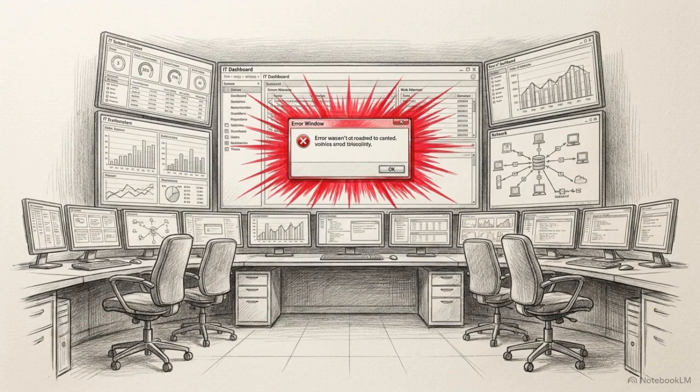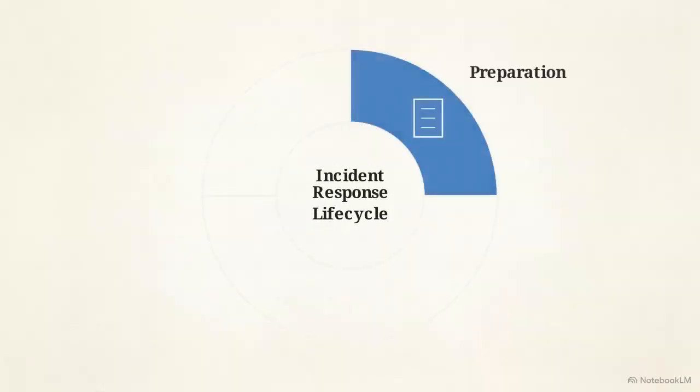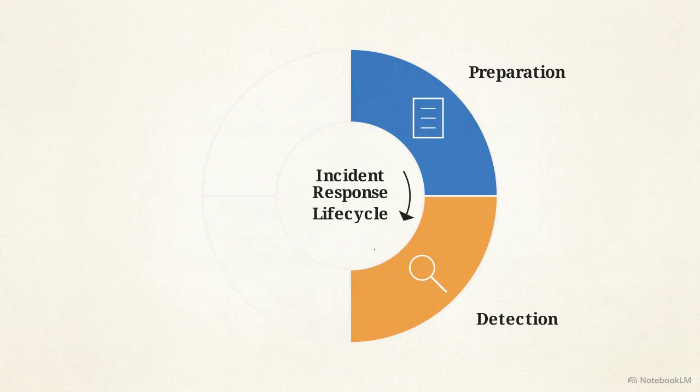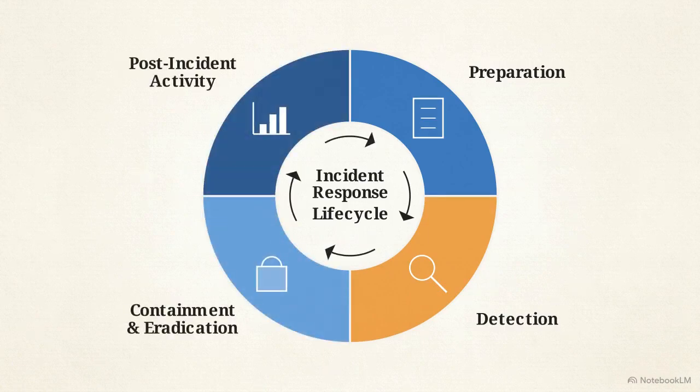When an anomaly is flagged, the organization transitions from passive logging to active defense. This process is managed by the Computer Security Incident Response Team, or CSIRT. The CSIRT executes a strict four-phase lifecycle: preparation, detection, containment and eradication, and finally, post-incident activity.